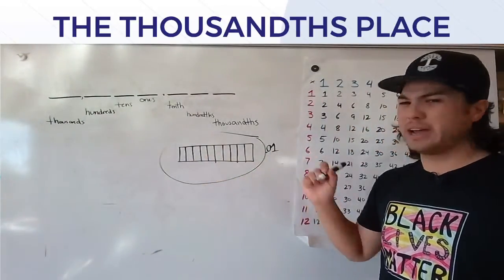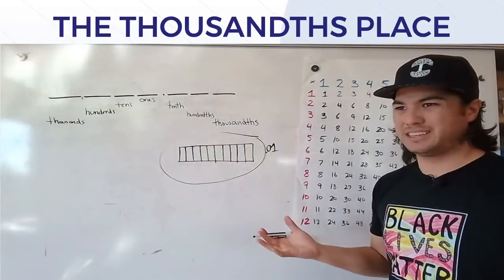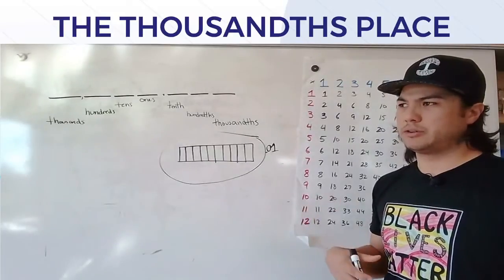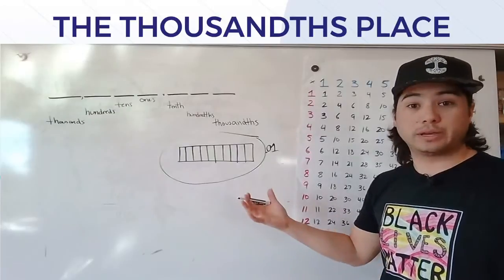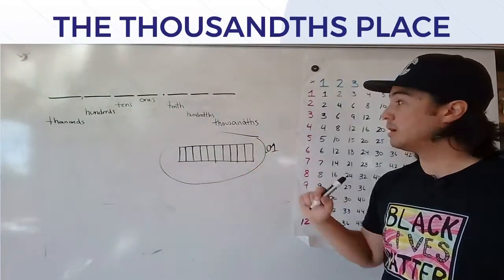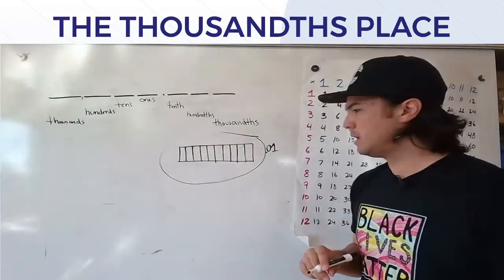If we were to draw all of that out, we'd be able to see I'm taking each of my hundredths and dividing it into 10 pieces, so 100 times 10 will give me how many total pieces I have, and that would be 1,000. That's why it's 1 one-thousandth.